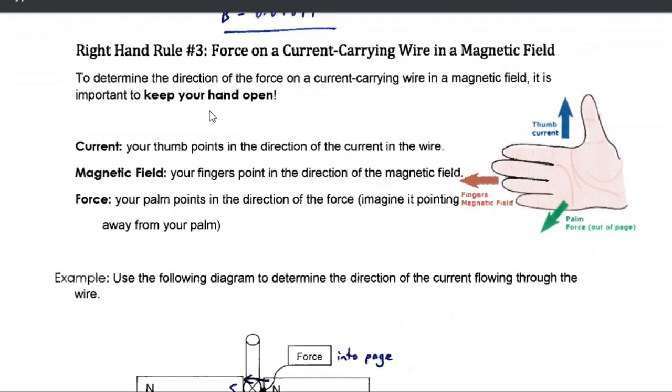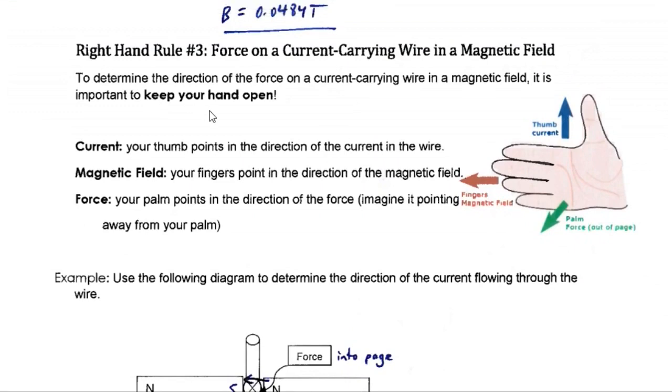To determine the direction of the force on a current carrying wire in a magnetic field, it's important in this case to keep your hand open. In the last two cases, we were curling our hands, and in this one, it's open. We go back to rule 1 in the sense that the current is our thumb, but after that, everything is thrown out the window. Our magnetic field is our fingertips, and the force that is felt on that current due to the magnetic field is our palm. So this is going to just have to be put into memory.